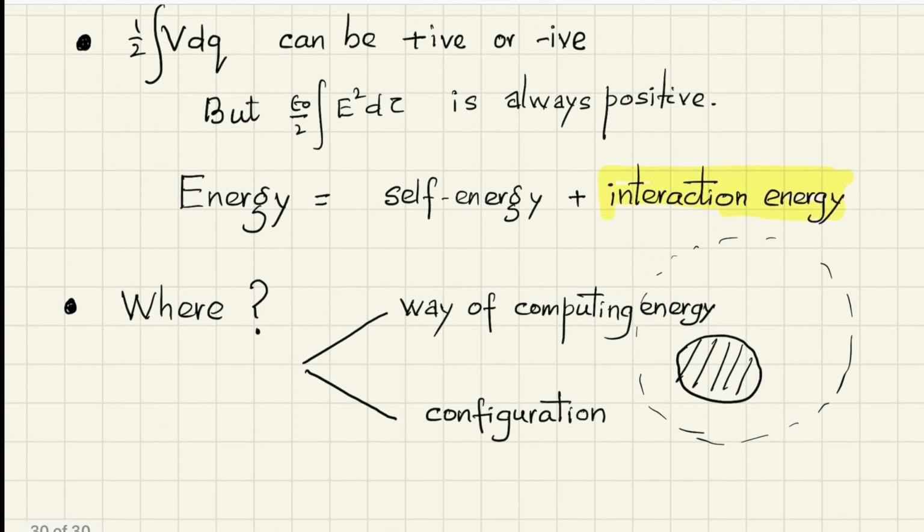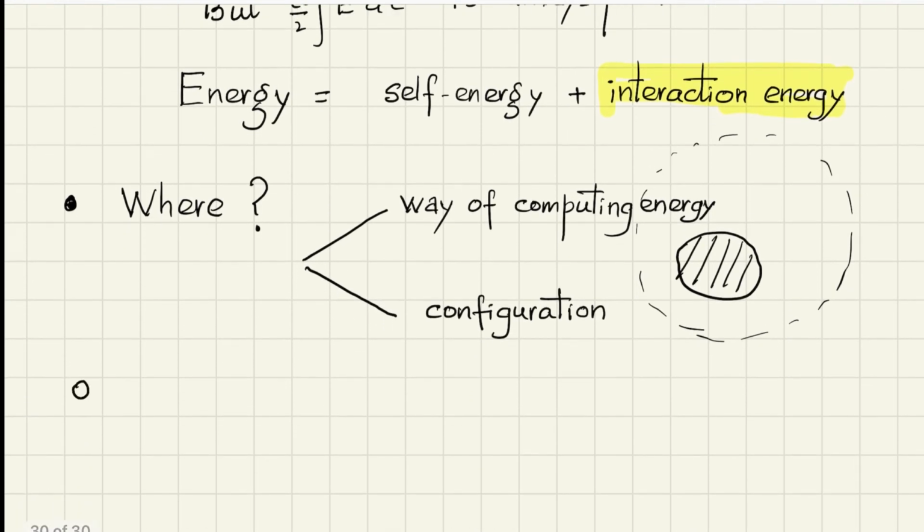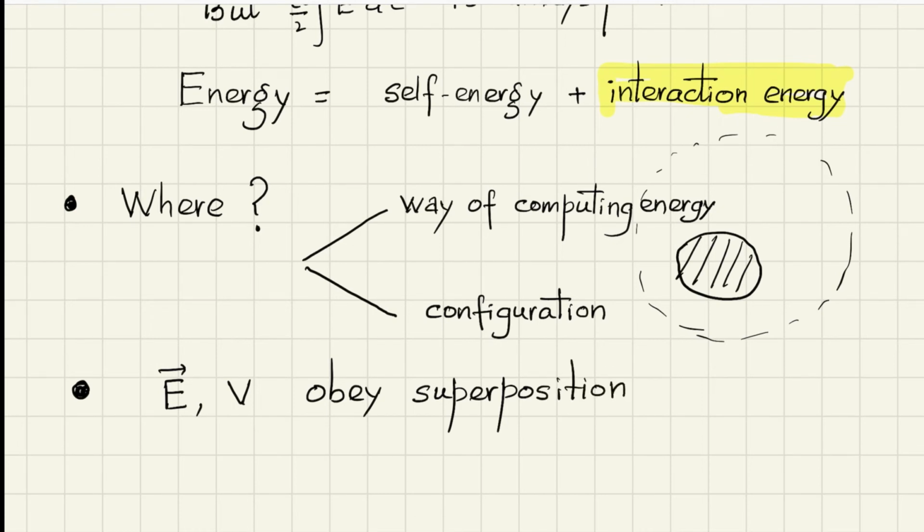All right, the most important distinction is we saw that E and V obey superposition principles. Does the total electrostatic energy obey superposition? Obviously not. Energy does not obey superposition. Why? Because it's not linear, it is E square.